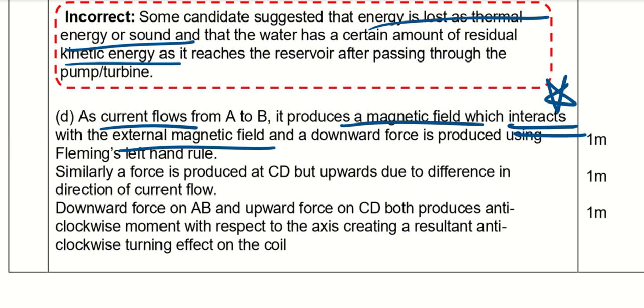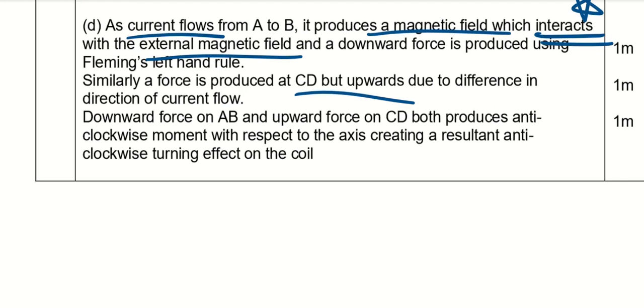So once I use Fleming's left hand to predict, I can say that CD is upwards, AB is downwards. Then they produce a turning effect because they are on opposite sides of the coil. Opposite direction, so same.